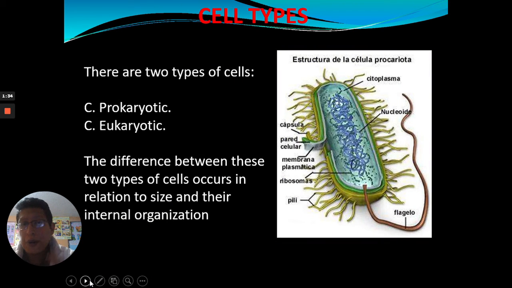We have here in the picture some cell types. Basically we have two, the first one the prokaryotic and the other one the eukaryotic. The difference between these two is how the cells occur in relation to size and their internal organization. On the picture we can see some things about the structure of the prokaryotic cell.